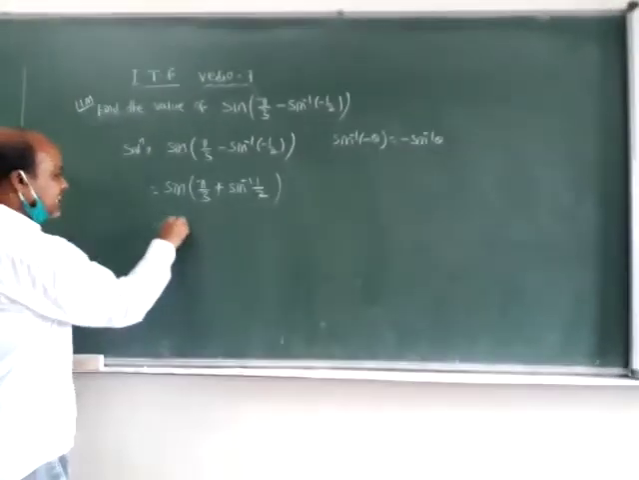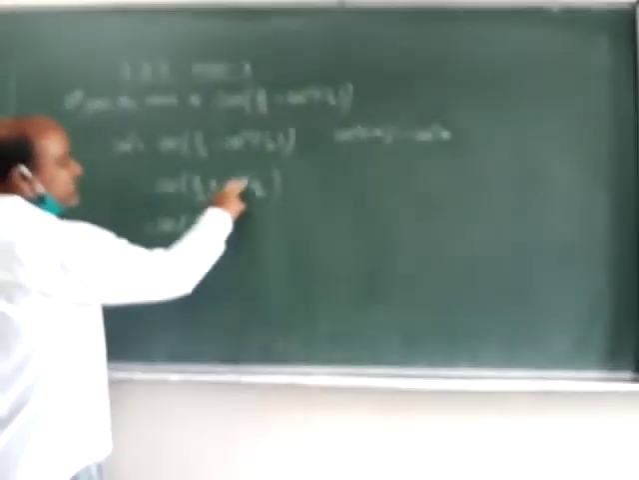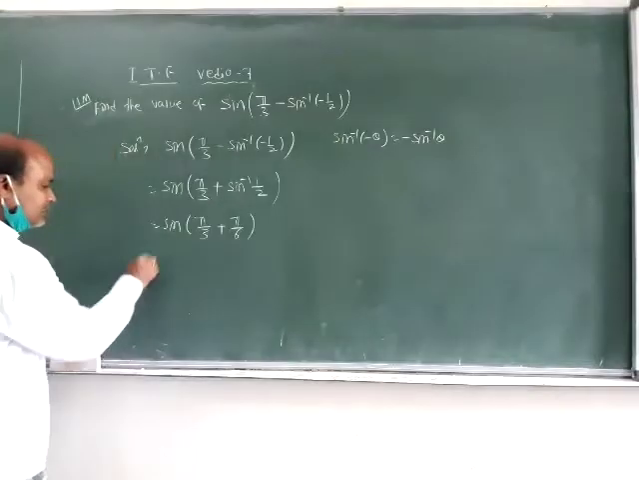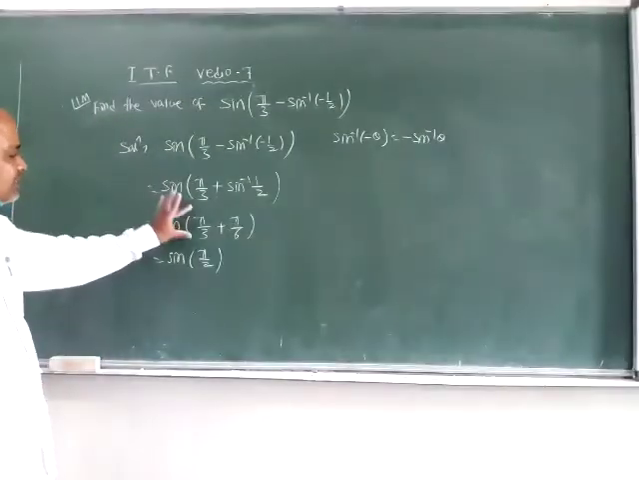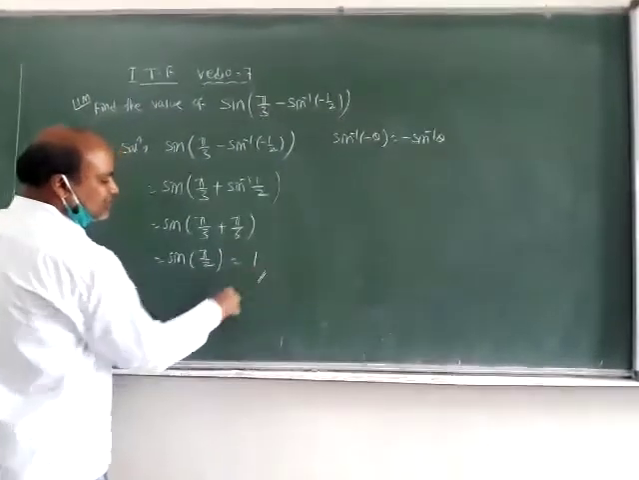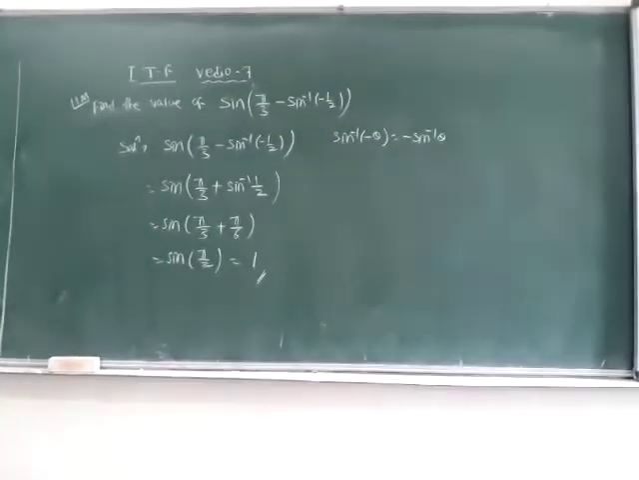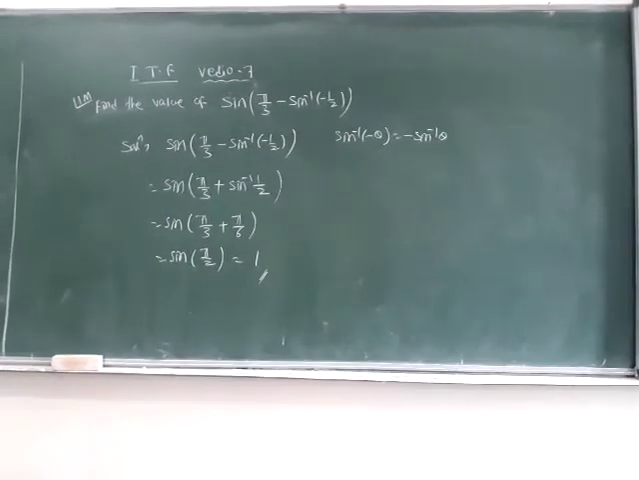So sine of pi by 3 plus sine inverse 1 by 2, as I told you before, that is pi by 6. So it becomes sine pi by 2. Why? 60 plus 30, 90. So sine 90 is 1. That is your answer. You understand clearly? Check it once. All these are important questions. It is a very, very important question for 1 mark. Note down.